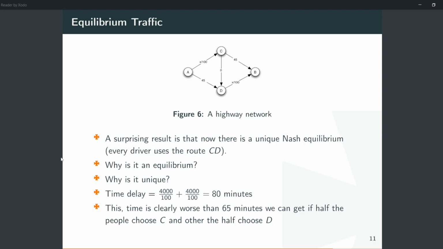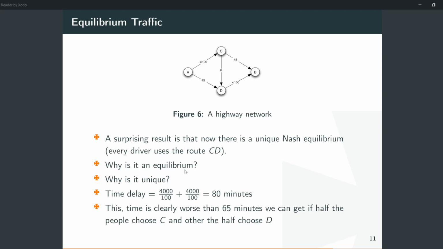Because if you calculate, all the other routes will come out to be 85 minutes, and this route, the CD route, will take 80 minutes. This is again very easy to calculate, and so you can check that the best route for any driver will be CD. Because if every player uses CD, they won't be better off if they switch later. So that's one way to look at if it's a Nash.